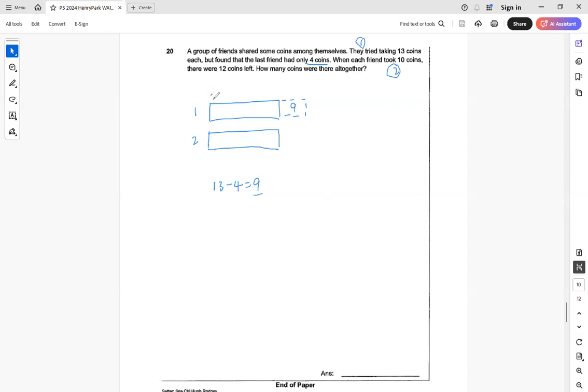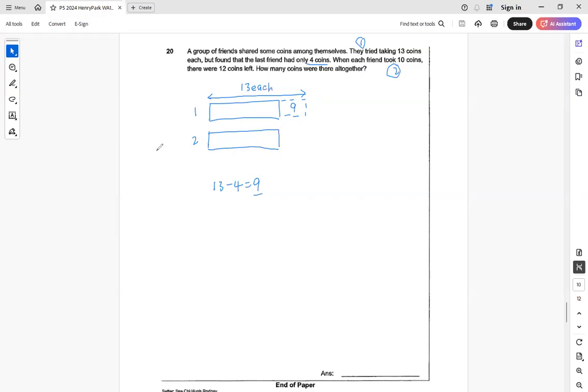Okay, so let me write down for this first scenario, including the 9 for the last friend, they each have 13. So it's called 13 each. Let me just write this down. Sorry, I think it's a bit laggy.